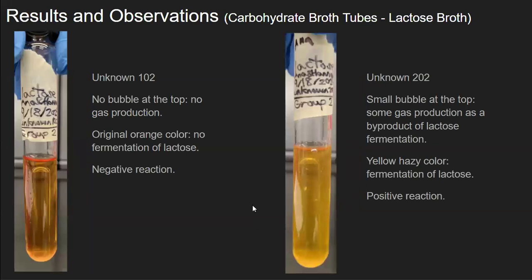Unknown 102 had no bubble at the top, indicating no gas production. It also retained its original orange color, indicating no fermentation of lactose, which meant that the reaction was negative. On the other hand, unknown 202 had a small bubble at the top, which meant that some gas production was a byproduct of lactose fermentation. It also changed to a yellow hazy color for fermentation of lactose, indicating a positive reaction.